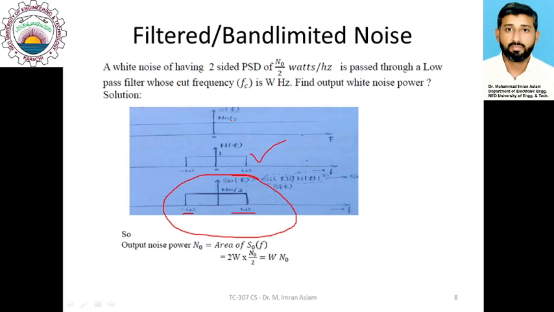However, the amplitude will be the same as the noise PSD, N naught by 2. So it will have the amplitude N naught by 2. And if we want to find the power, we can simply integrate this S naught f, or in other words, we can simply find the area under this curve. If you find the area, you would see that the noise power comes out to be W N naught.